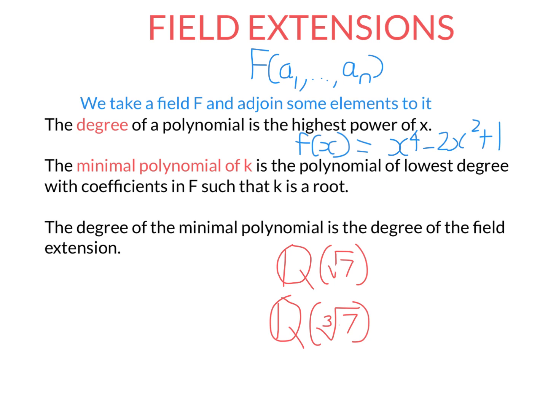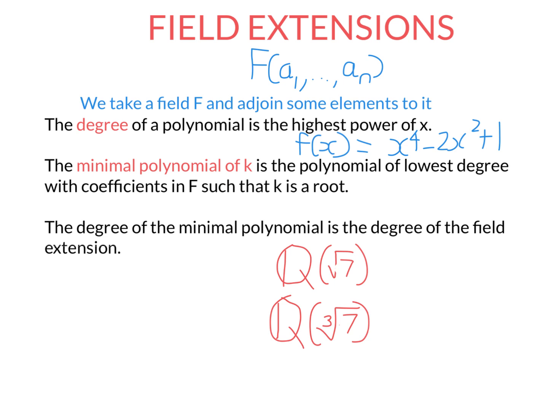So an example of a field extension is Q(√7). So Q is the set of rational numbers, and √7 is clearly not an element in Q, it's irrational. So we can get another field by adjoining this. But to understand what the field looks like, we need to know about the minimal polynomial. So for the minimal polynomial of the square root of 7, we want to find a polynomial with just rational or integer coefficients that has √7 as a root.